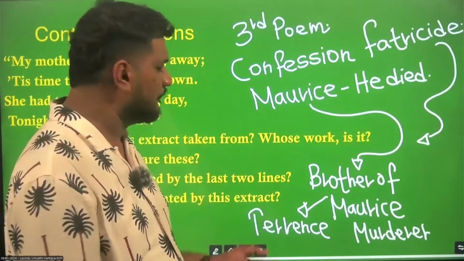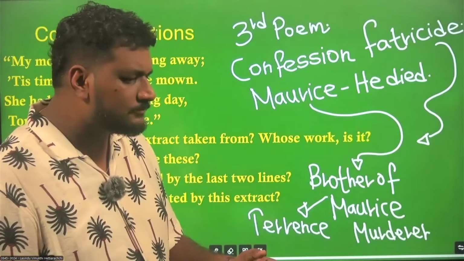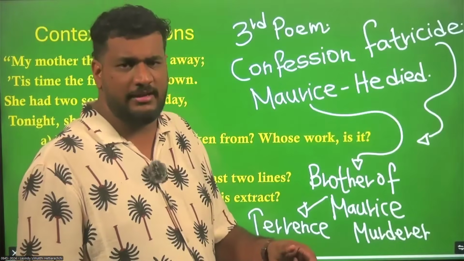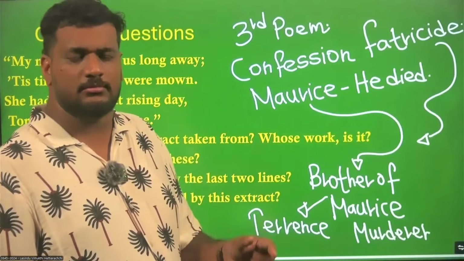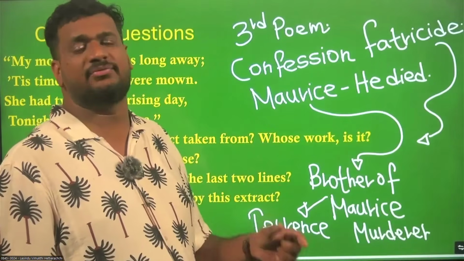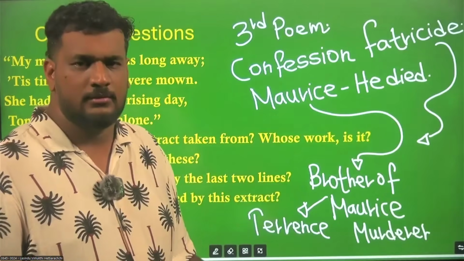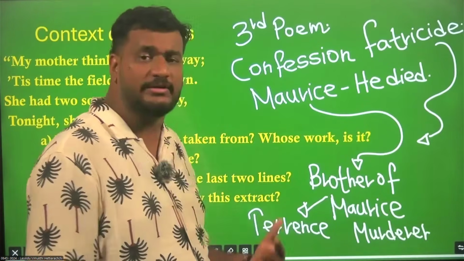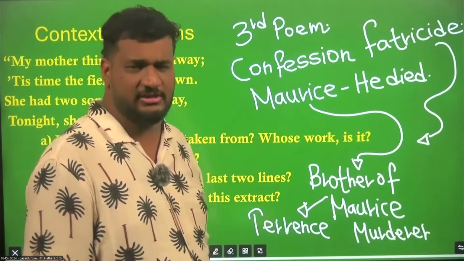Now, basically, this is said by Maurice's brother, or else you can say the person who killed Maurice, or the narrator of the story, the criminal. The narrator is telling the story to his best friend called Terence. That is why it becomes a confession.